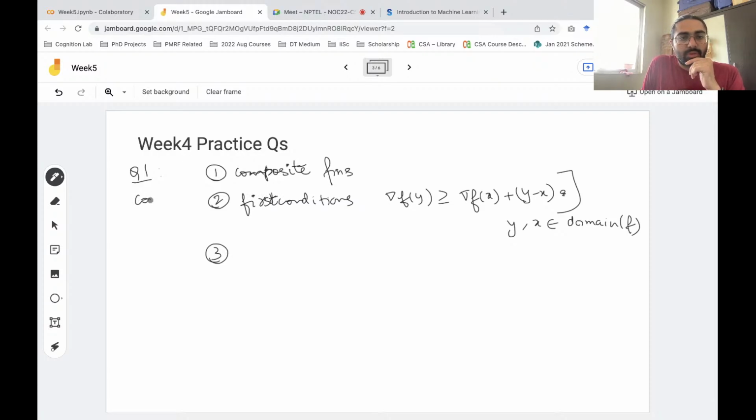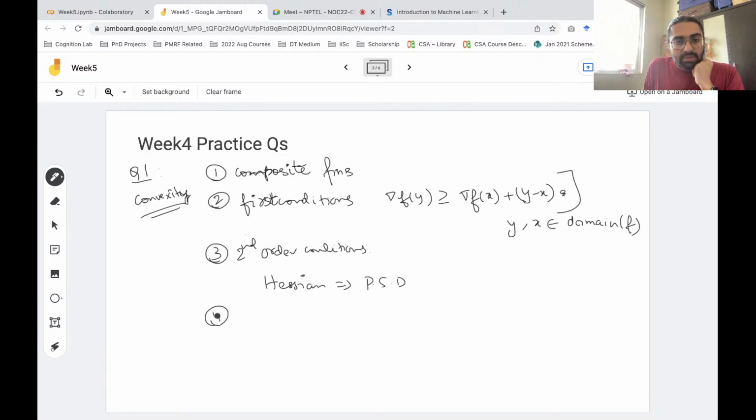So this is for checking for convexity. What else can we do? We also have second order conditions. Yes, second order conditions are basically that the Hessian should be PSD. If it is PSD, this implies that the function is convex. There's one more: we can look at the epigraph of the function. I've never personally used this approach, but it uses a geometric sort of proof to understand if the function is convex or not.